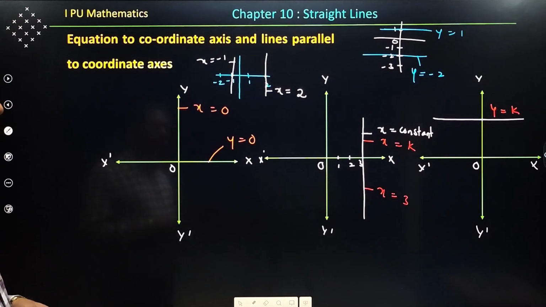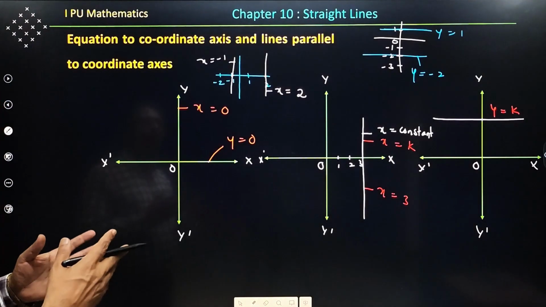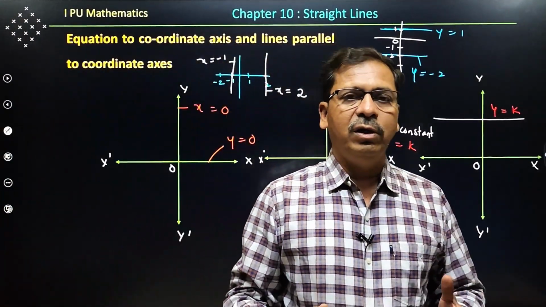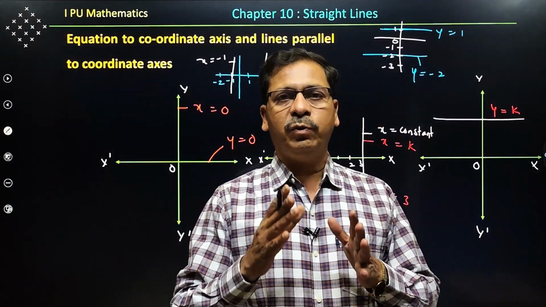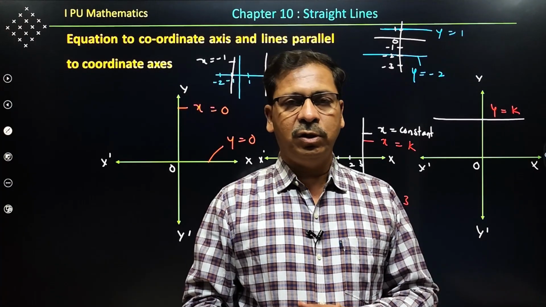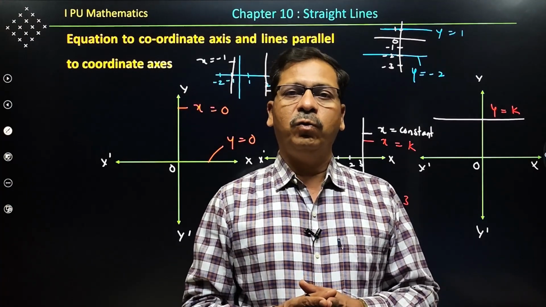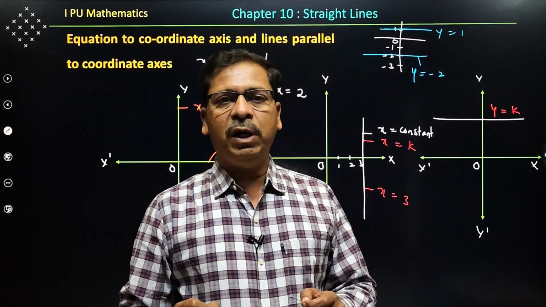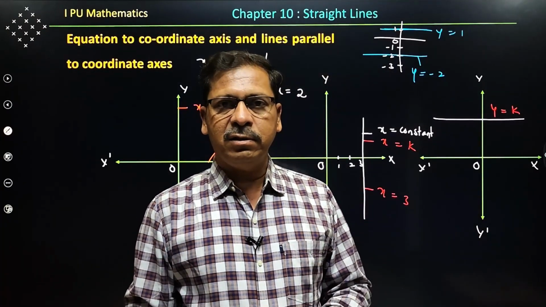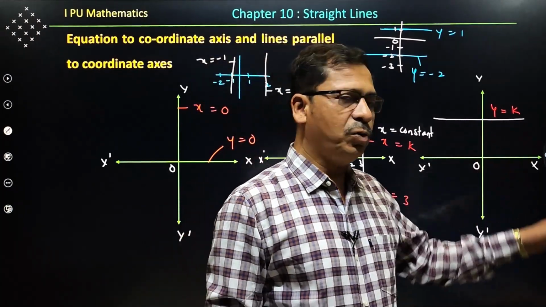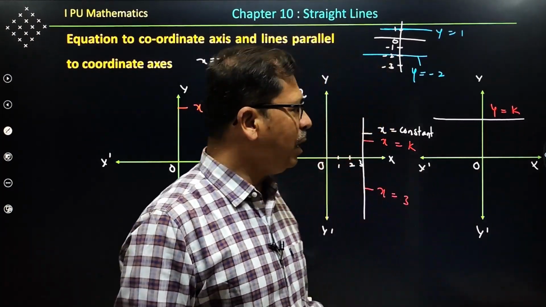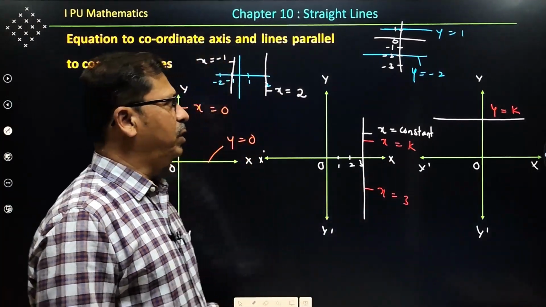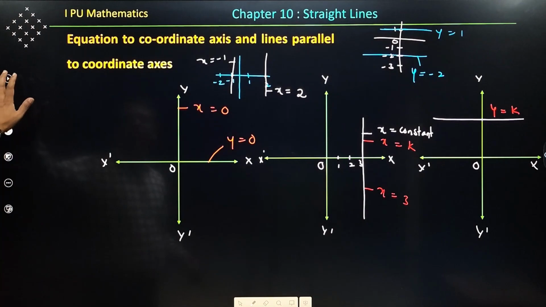Equation of the coordinate axis and the lines parallel to the coordinate axis. I would like to conclude the discussion. In particular, the equation of x-axis is y is equal to 0. Equation of y-axis is x is equal to 0. Any line which is parallel to x-axis is of the form y is equal to k. Any line parallel to y-axis is of the form x is equal to k. That you need to remember and understand.